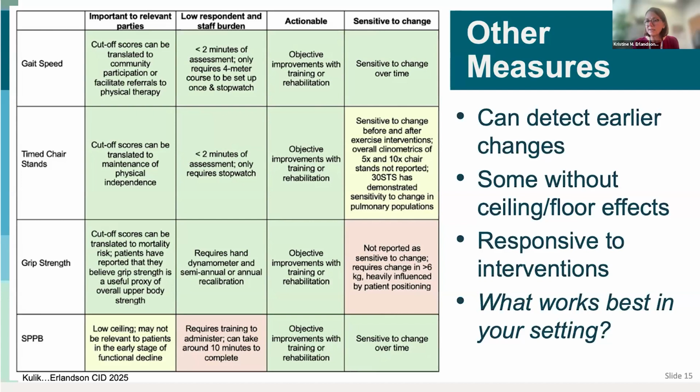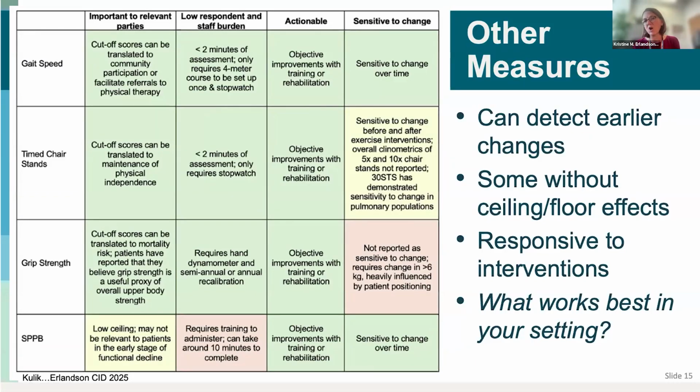Grip strength is something we see quite a bit in the general geriatric literature. The only downside to having a grip strength measure is it is impacted quite a bit by arthritis in the hand, and then you have to have a dynamometer available in your clinic to assess this, which can be a barrier in some HIV clinics. And then the short physical performance battery score that the EACS guidelines recommended is also a great assessment, but it probably takes more like 5 to 10 minutes.